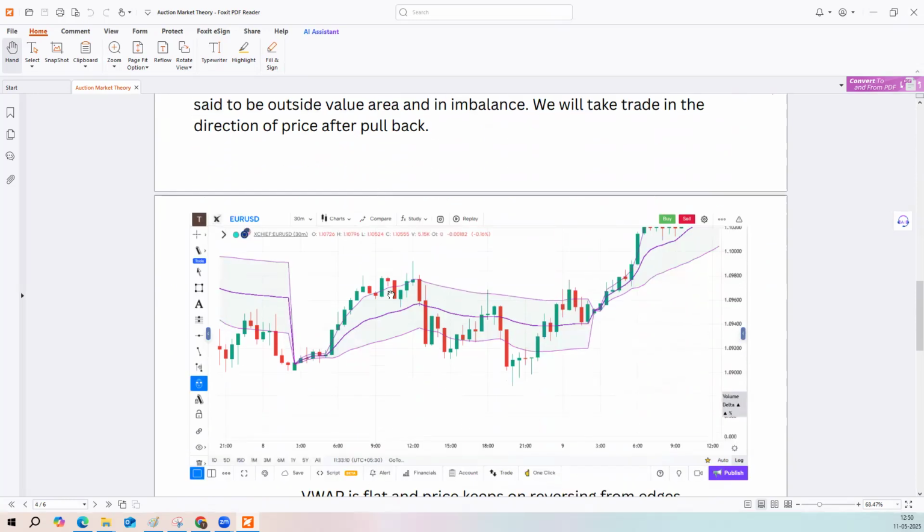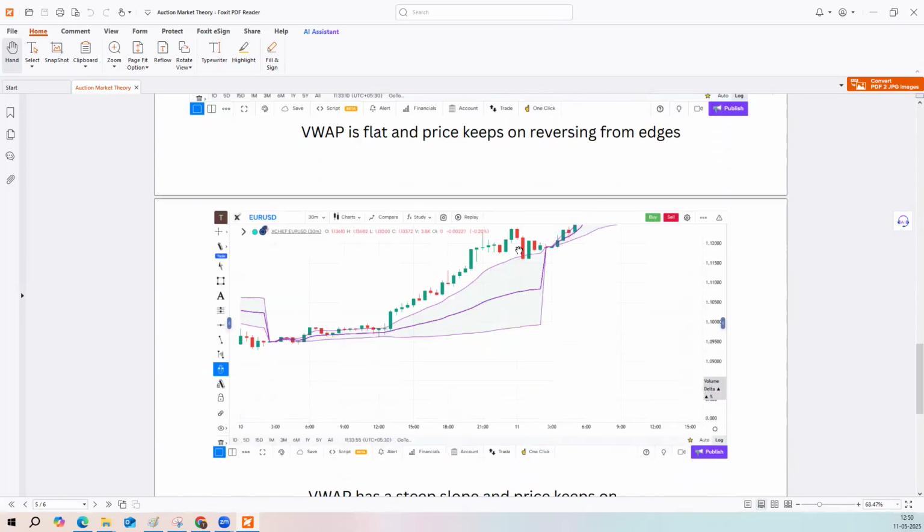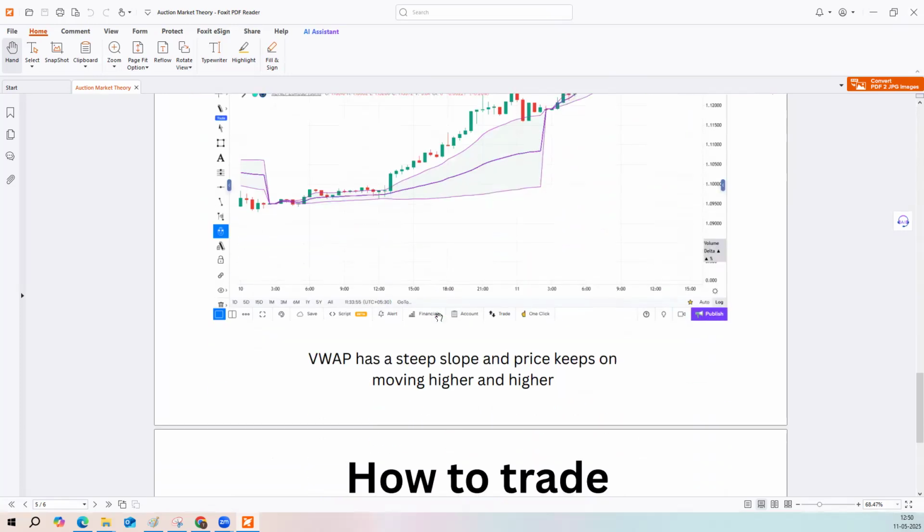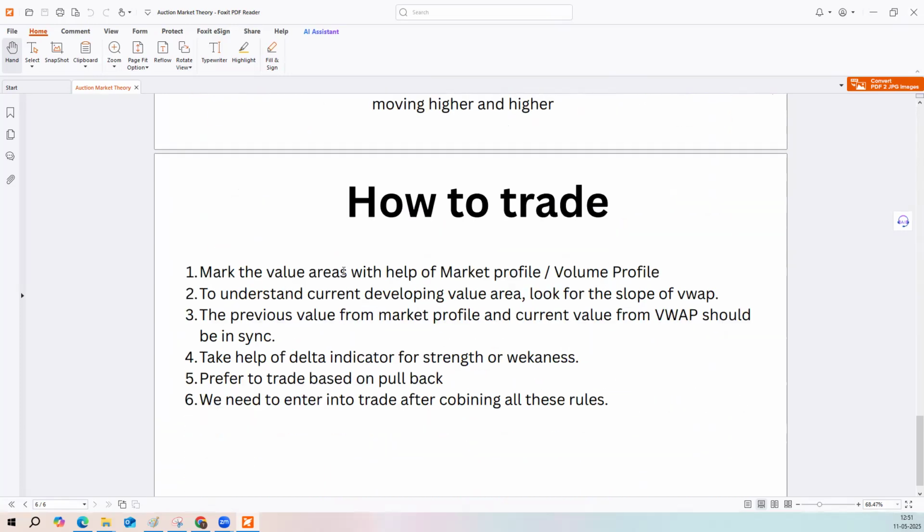So now, if the VWAP is flat, it means that the market is inside the previous value, and we can keep on taking the reversal trade. However, if the VWAP is in trending, then it means that the market is actually creating new values. So we can keep on taking trade in the same direction based on these kind of smaller pullback. Okay, then how to trade? Create the previous day market profile, volume profile, then understand the current developing value with the help of VWAP, and then take the help of delta indicator. Go with the strength of the delta and prefer to trade based on the pullback. So I hope these levels will help you to trade on these three instruments.